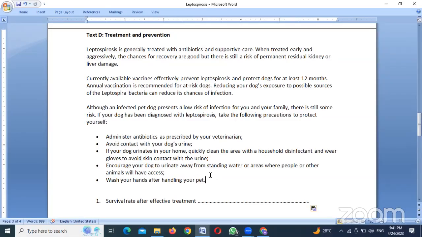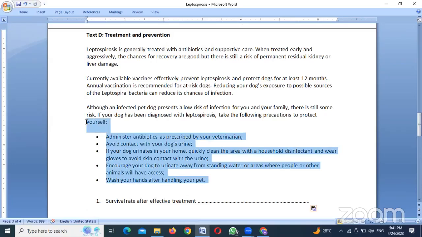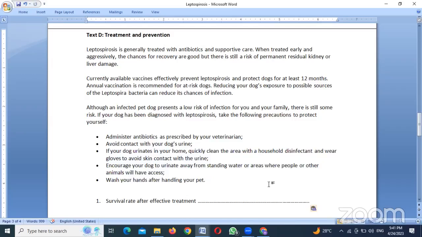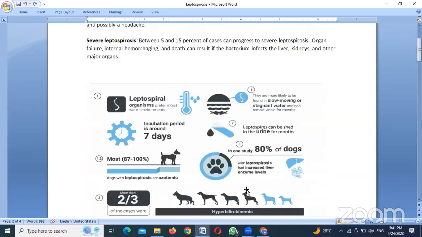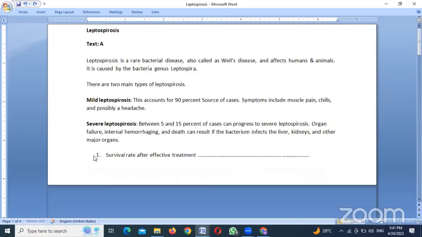In this part it is not possible because they're just talking about prevention. Can anybody find the answer here in this text D? No, I could not find it. There is a sentence, the chances of recovery, but it's not the survival rate actually. Okay, very good. So where should we go now? Yes, sir, in text A. Okay, so let us give a chance to Miss Farah to find the answer.